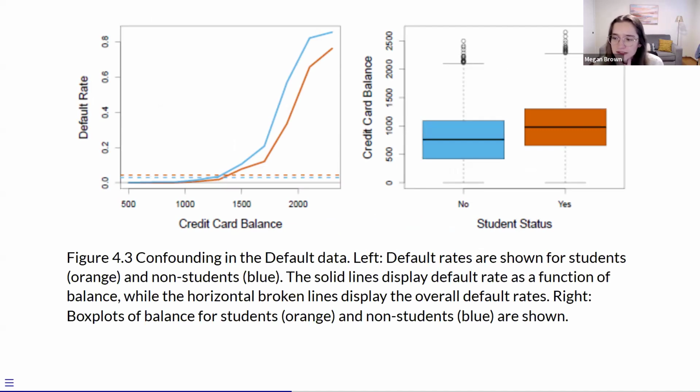And this is known as confounding. Someone who's a student is less likely to default than someone who is not a student with the exact same income and credit card balance.